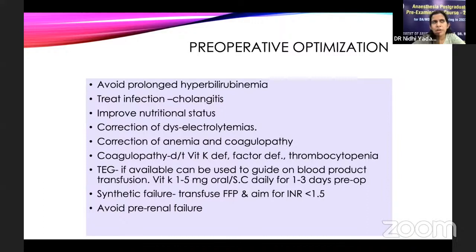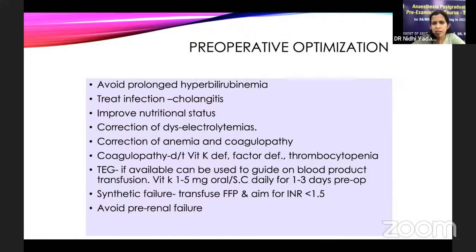And if at all the enteral route is not possible, you should give parenteral nutrition and start total parenteral nutrition 5 to 7 days prior to the surgery. You should correct the electrolyte imbalance, anemia and the coagulopathy by giving vitamin K 5 to 10 mg for 3 days prior to the surgery. Coagulopathy due to vitamin K deficiency, factor deficiency, and thrombocytopenia should all be corrected. TEG can be used if available. It can be used to guide blood product transfusion.